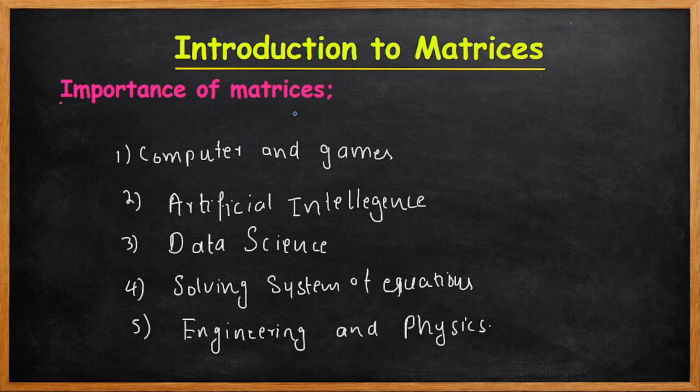Importance of matrices. Matrices are used in computers and games. It is used in artificial intelligence. Matrices are used in data science. Matrices are used in solving systems of equations, just like we will be solving a system of equations through matrices. Finally, matrices are used in engineering and physics.